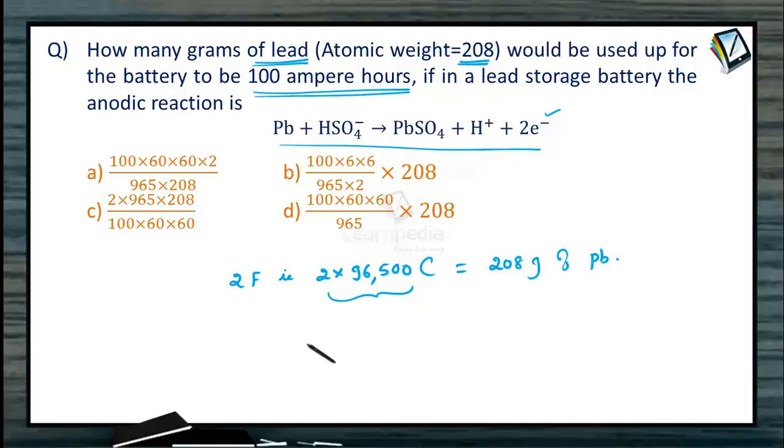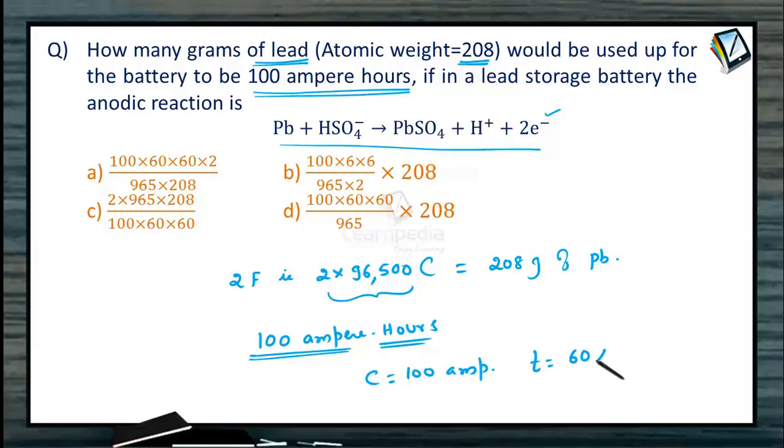But what is asked? We want 100 ampere hours. What do you mean by this? 100 ampere hours, 100 amperes for 1 hour of time. That is, the current strength C is equal to 100 amperes and time T is equal to, which is to be expressed in seconds, 60 minutes into 60 seconds. So this is the time in seconds that we want.